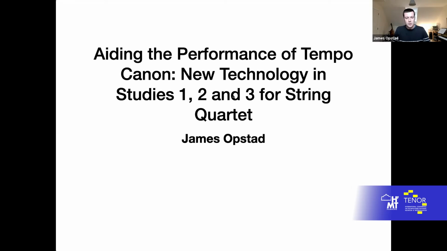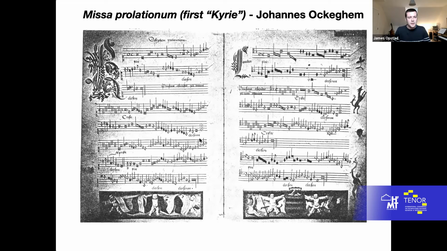The historical precursor of the tempo canon is the prelation canon. There are well-known examples of this from the early Renaissance by composers such as Johannes Ockeghem and Josquin des Prez. The Missa Prelationum by Ockeghem is a particularly rigorous example. In this slide, you can see part of the manuscript for that work. You'll notice that one voice is written out for each canon, and the mensuration marks are given alongside.